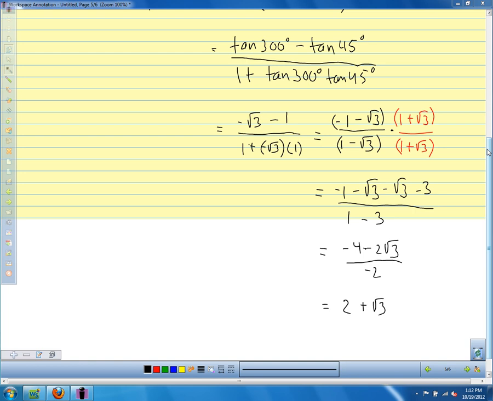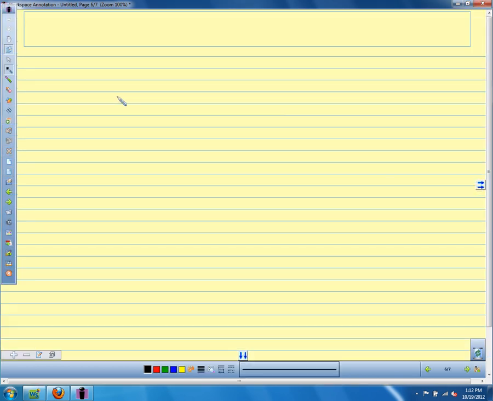On Monday, we will talk about using the formulas to solve equations, and also to prove a couple of identities. So Monday we're going to do just a little bit more of the sum and difference formulas.